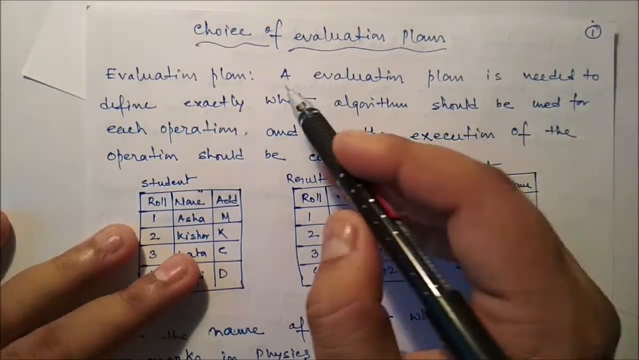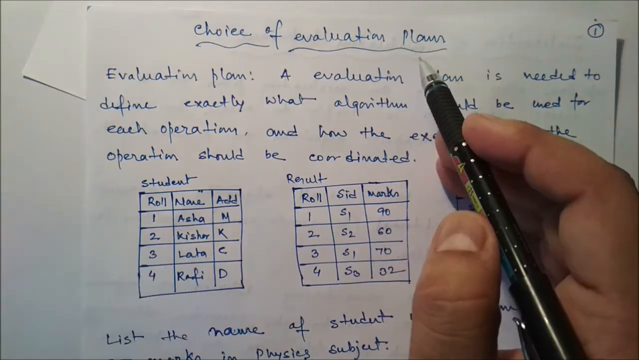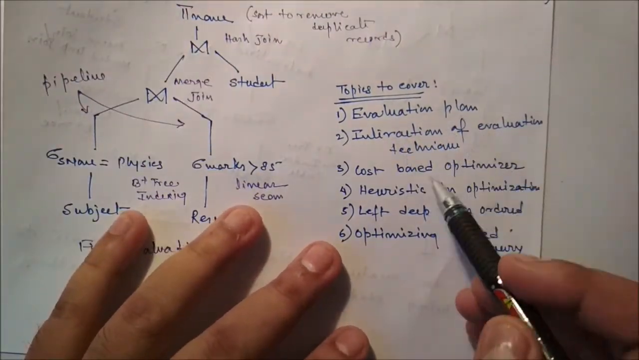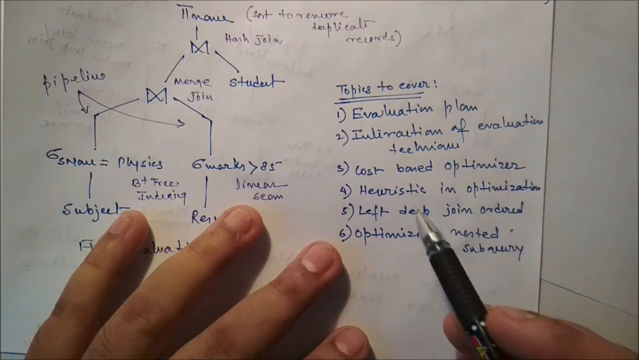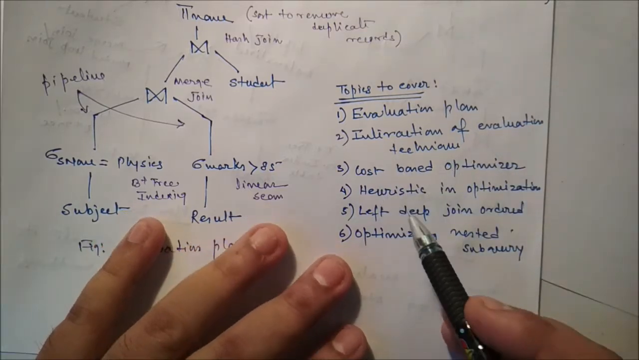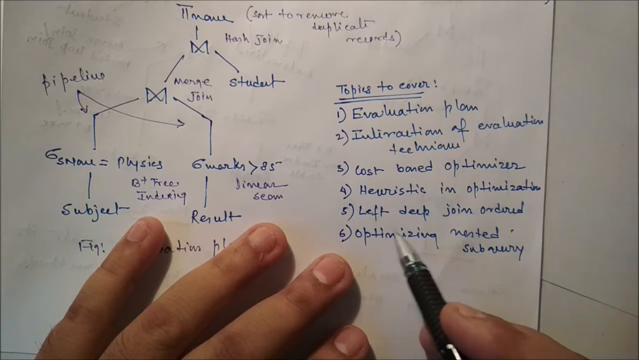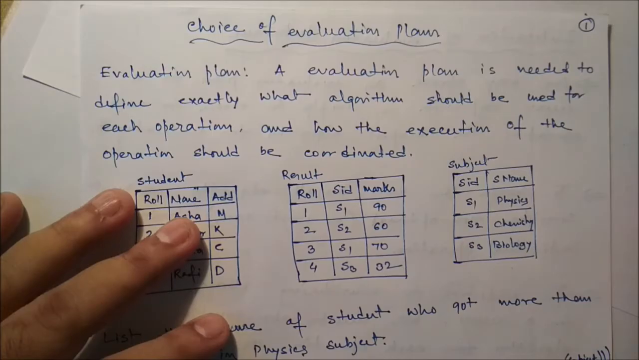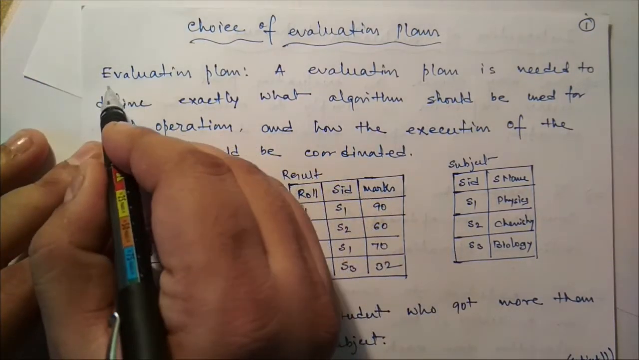Welcome back, friends. In this video we'll talk about choice of evaluation plan. The topics are evaluation plan, interaction of evaluation technique, cost-based optimizer, heuristic in optimization, left deep join order, and optimizing nested subquery. Okay, so what is evaluation plan?